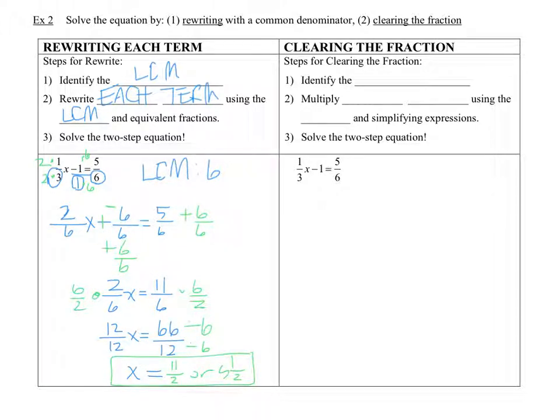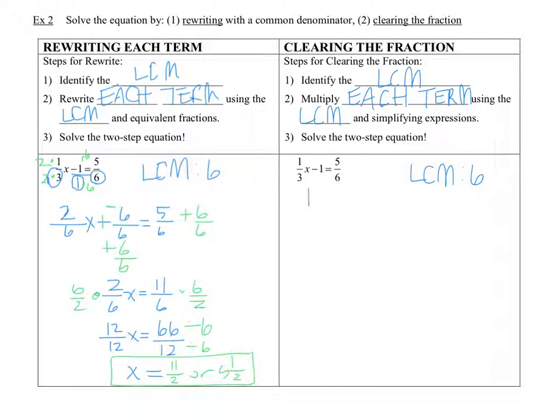We can also solve fractional equations with a method called clearing the fraction, where we eliminate the fraction in each term. And so we'll approach this the same way we did the last problem, where we're going to first identify the LCM. Since we're using the same equation, we know very quickly the LCM is 6. From here, what you're going to do is, instead of rewriting each term with the common denominator, you're going to multiply each term by the common denominator. And this will eliminate the fraction in each term.